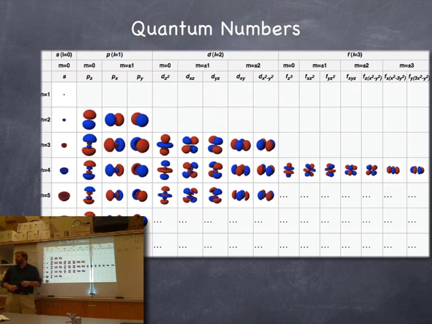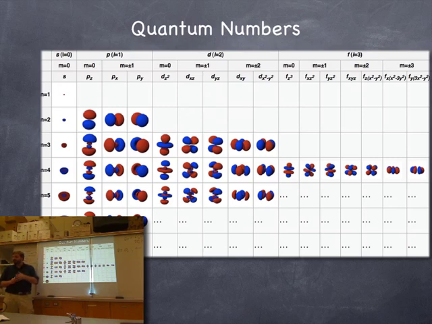Questions? So is there any limit to the values of n? Theoretically, no. Practically, yes. At some point, the electron is so far away, it's no longer really attracted to the atom, and it floats away. So there is a practical limit to how far you can go.